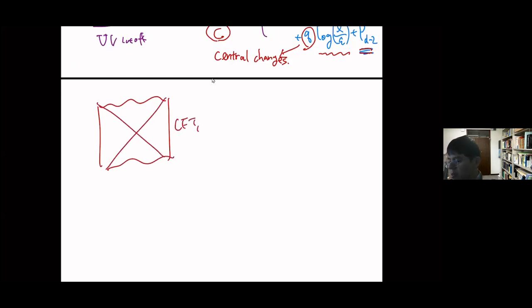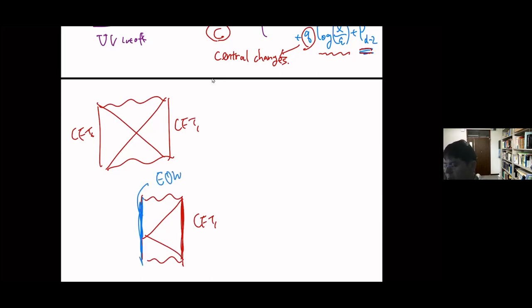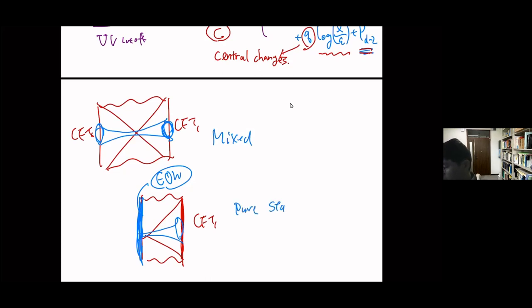We have CFT1 and CFT2, and the single-sided case means basically you cut it in half, so we only have one asymptotic geometry. If we go to the horizon, we see some end-of-the-world brane, or some matter. If we go to the event horizon, you get some matter and it doesn't go to another side. For the two-sided case, the geometry has a wormhole structure, which corresponds to two asymptotic regions entangled with each other. So if we focus on one of the boundaries, it looks like a mixed state. But if we have just one side, then this is a pure state. So if we go inside the black hole horizon, you can distinguish these two.